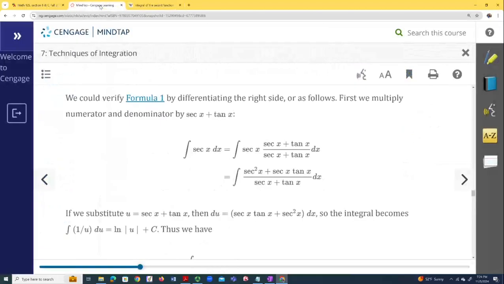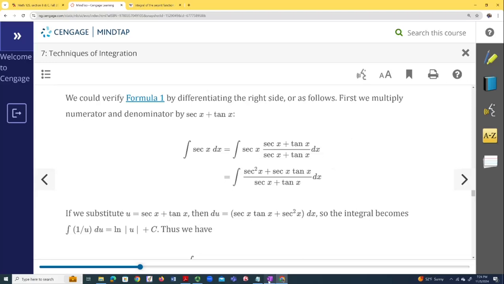I was always unsatisfied with our textbook approach. A lot of textbooks use this identity, which I find kind of hilarious. Who would think to multiply by secant x plus tangent x over secant x plus tangent x and then use this unusual substitution? That feels like someone who already knows the answer and is working backwards. So I always found that unsatisfactory.